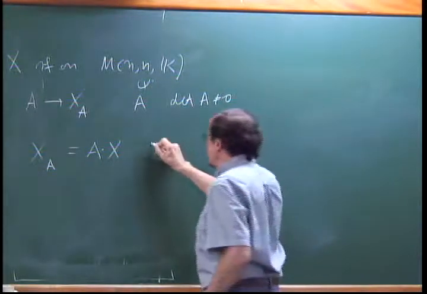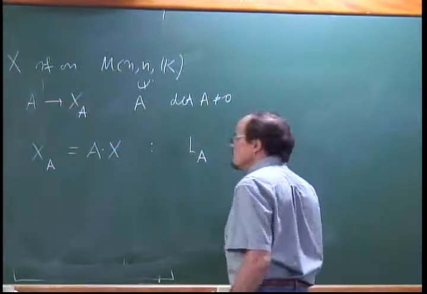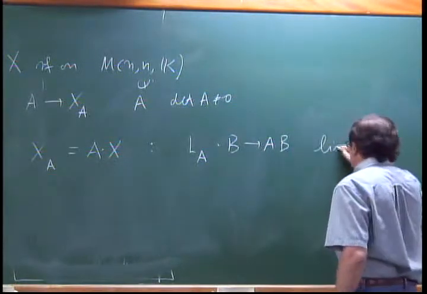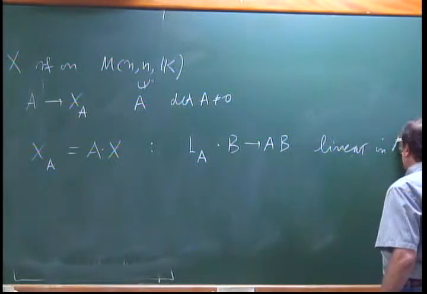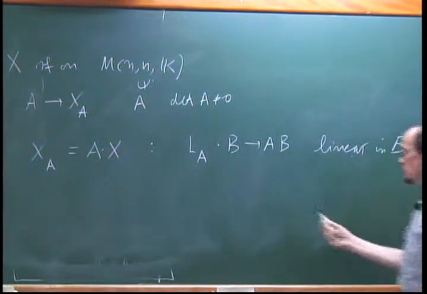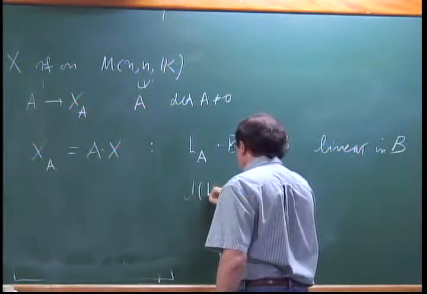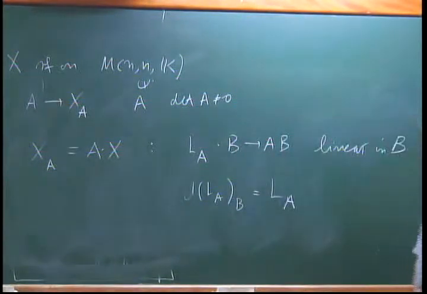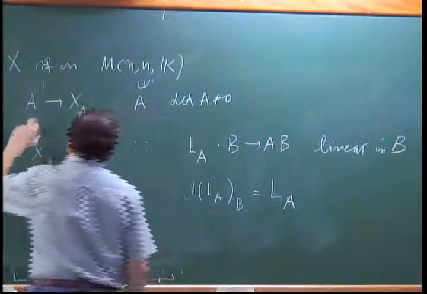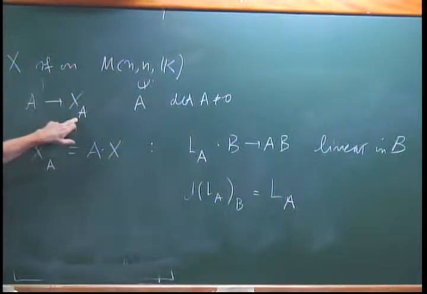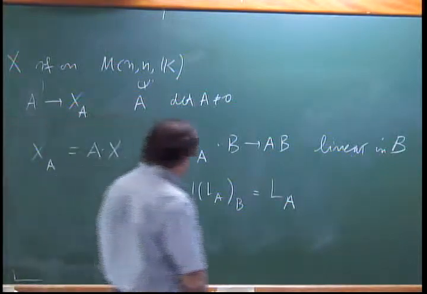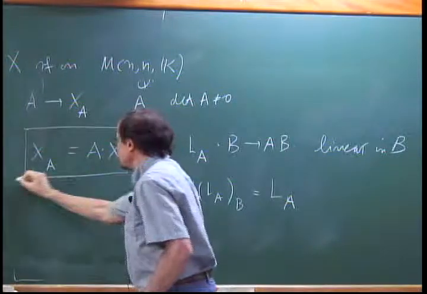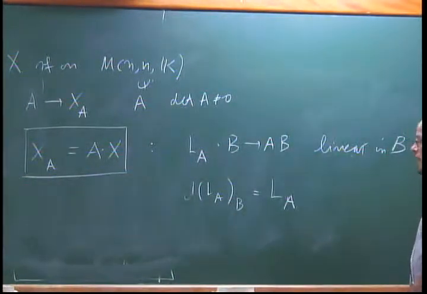And why is this the case? Well, what's left translation by A? That takes B to AB. That's linear in B. Right? So therefore, the derivative is the map itself at any point. And of course, left invariant vector fields are defined as: apply left translation and then evaluate, right? So the left translation is just multiplication by A on the left. So this is true. Now I want to take the commutator.